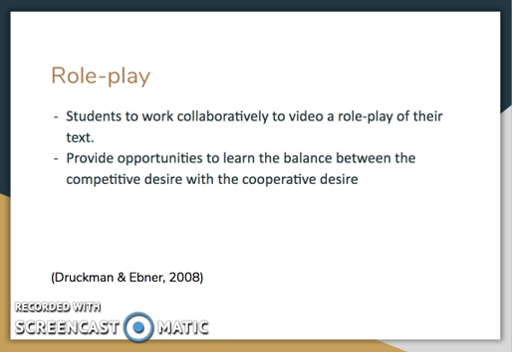Druckman and Ebner state that role-playing gives those role-players opportunities to learn how to balance the competitive desire against the cooperative desire, as negotiation skills can be taught through the role-play. The video can be watched by the students to evaluate their collaborative practices with a checklist and give feedback to their peers.